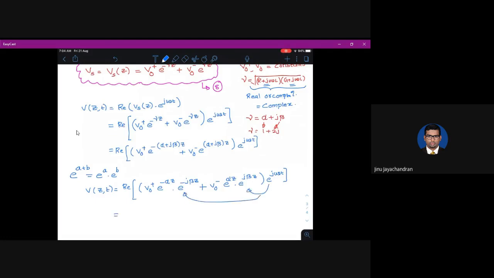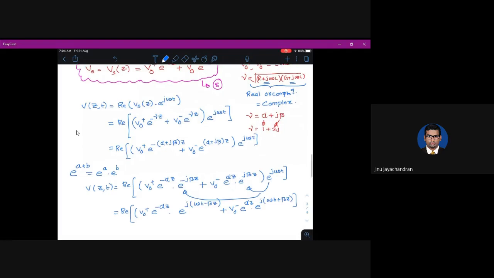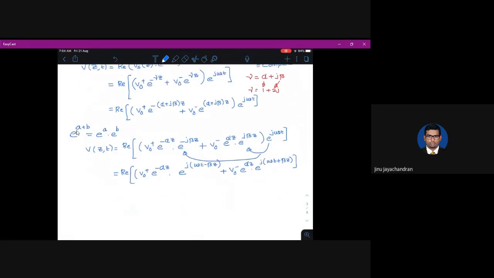So this will be real part of v0 plus e raised to minus alpha z into e raised to minus j beta z and e raised to j omega t. So this will be e raised to j of omega t minus beta z, plus v0 minus e raised to alpha z into e raised to j of omega t plus beta z. Okay, good.